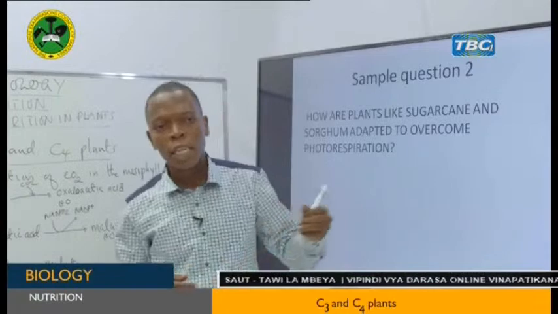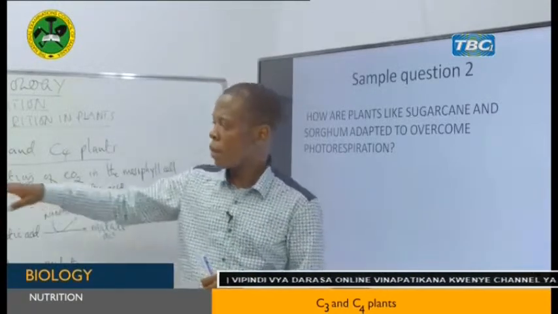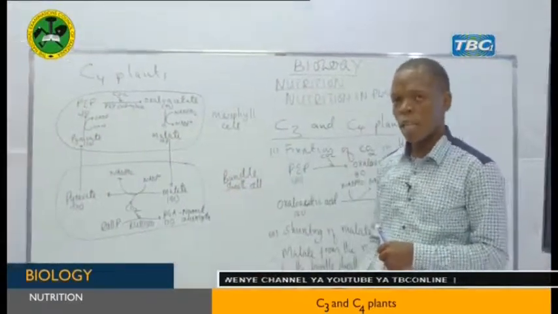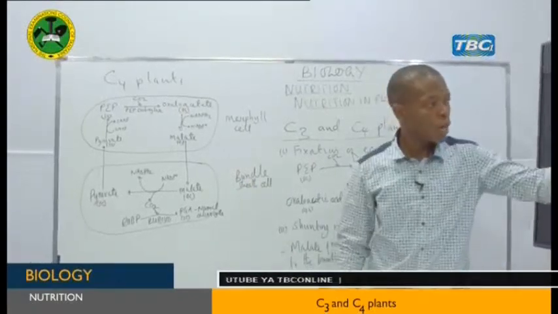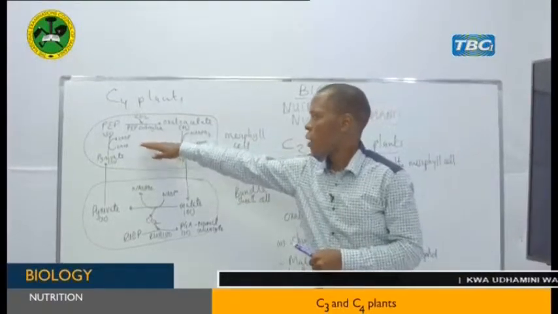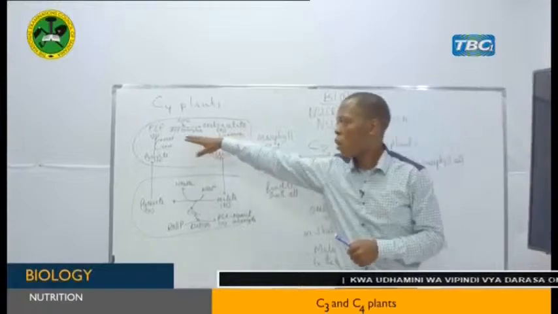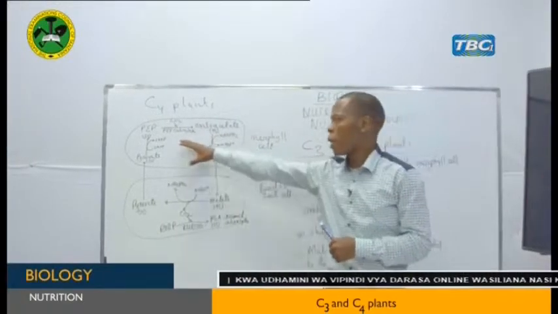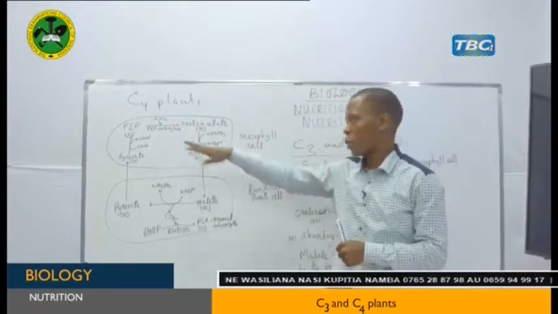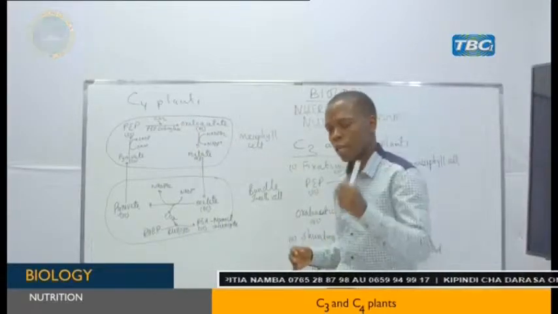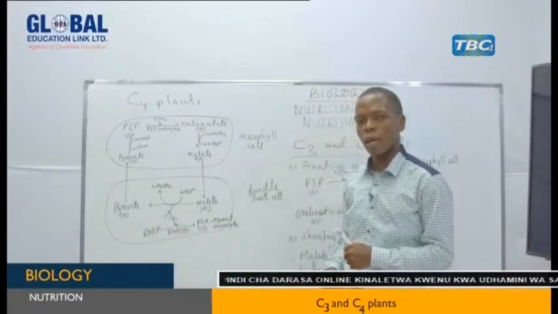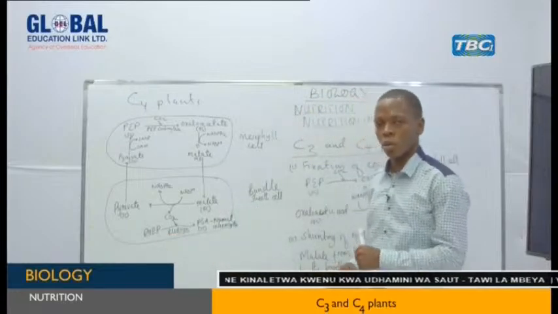As I have said, from this diagram you can see the mesophyll cells and the bundle sheath cells. Therefore, in the leaf anatomy of sugarcane and sorghum, they have these two types of chloroplasts. In the mesophyll, the enzyme found there is only PEP carboxylase, and this PEP carboxylase has no affinity with oxygen. Therefore, it cannot fix oxygen, so it prevents photorespiration. But in the bundle sheath cells, there is RuBP, a carbon dioxide acceptor, and also the enzyme Rubisco.